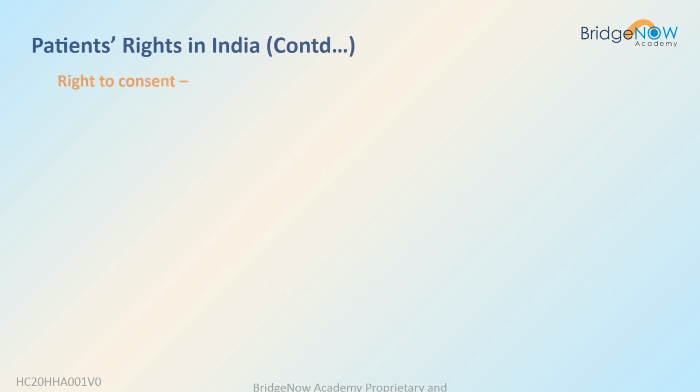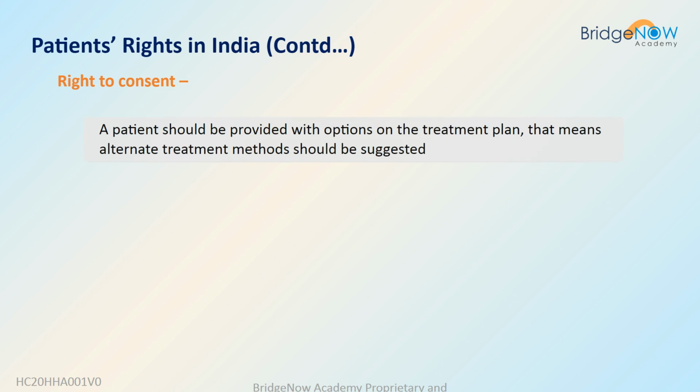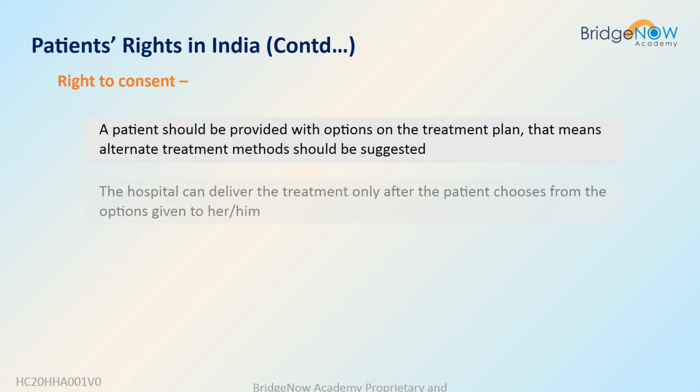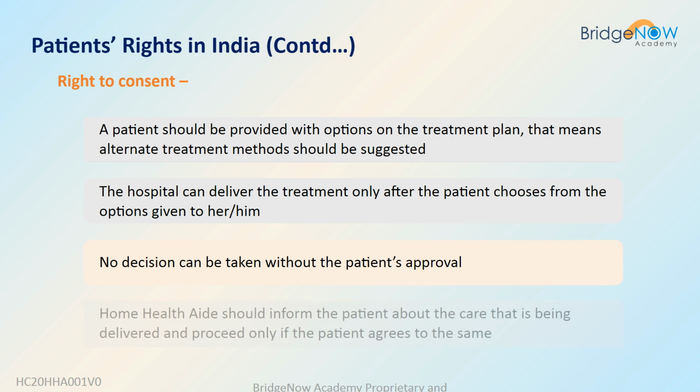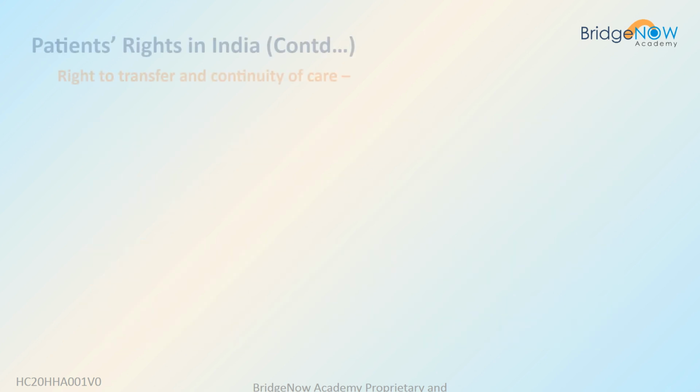Right to consent. A patient should be provided with options on the treatment plan. That means alternate treatment methods should be suggested. The hospital can deliver the treatment only after the patient chooses from the options given to her or him. No decision can be taken without the patient's approval. Home health aide should inform the patient about the care that is being delivered and proceed only if the patient agrees to the same.